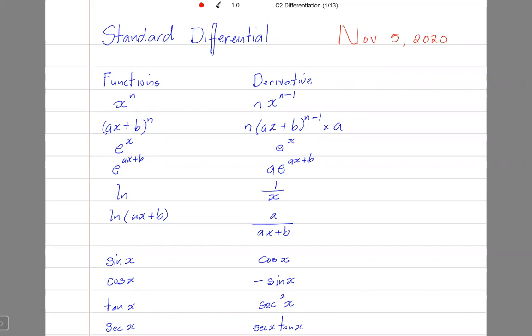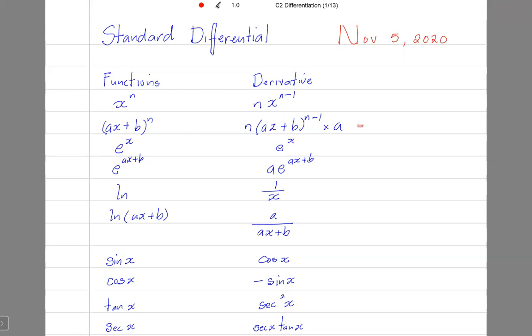Now, (ax + b) raised to the power n. When you differentiate that, this is sort of like chain rule. Well, it is chain rule. What we have to do is differentiate the outer function and then multiply by the differential of the inside function. So the n goes to the front, the power decreases by 1, and we multiply by the differential of the inside function. The inside function is ax + b, and when we differentiate ax + b, we get a.